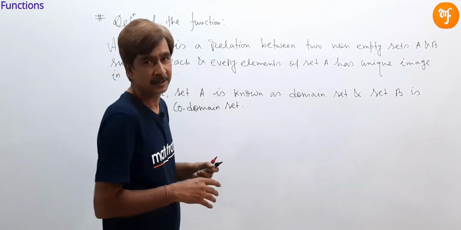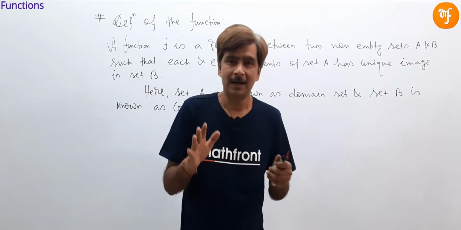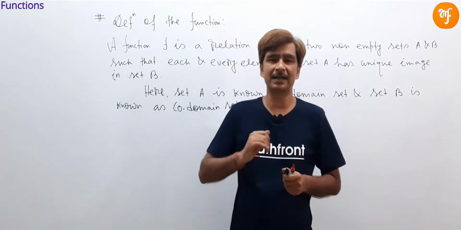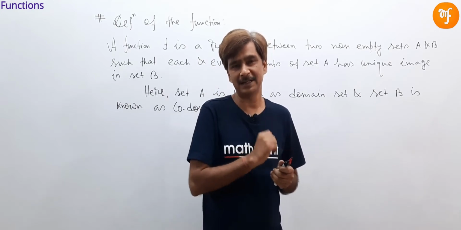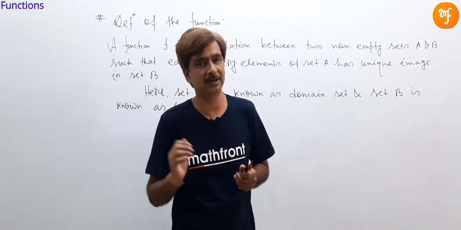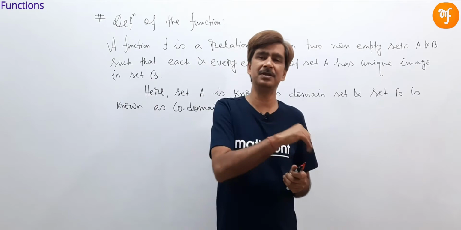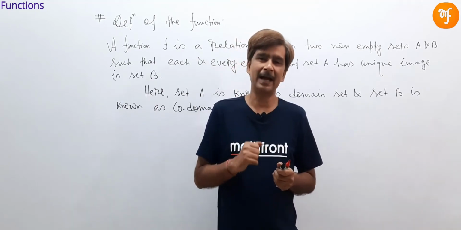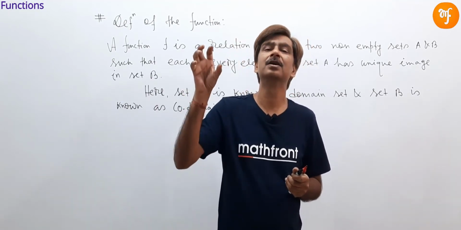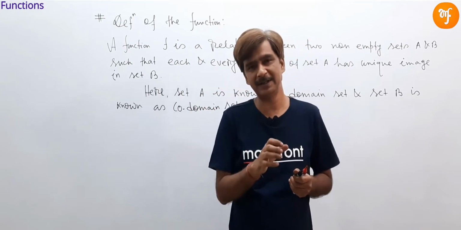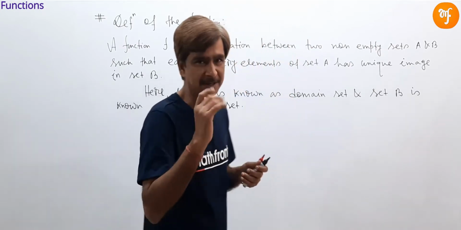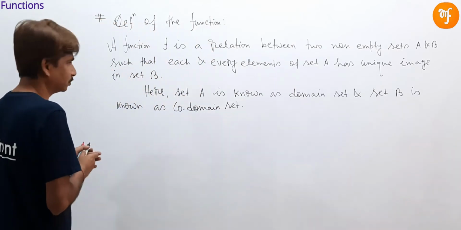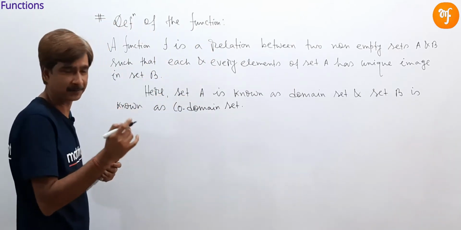Okay, so friends, what we learned? A function f is a relation between two non-empty sets, set A and set B, such that each and every element of set A has unique image in set B. Okay, and set A is known as domain set and set B is known as codomain set. Symbolically, it is represented by. So how symbolically function can be represented?